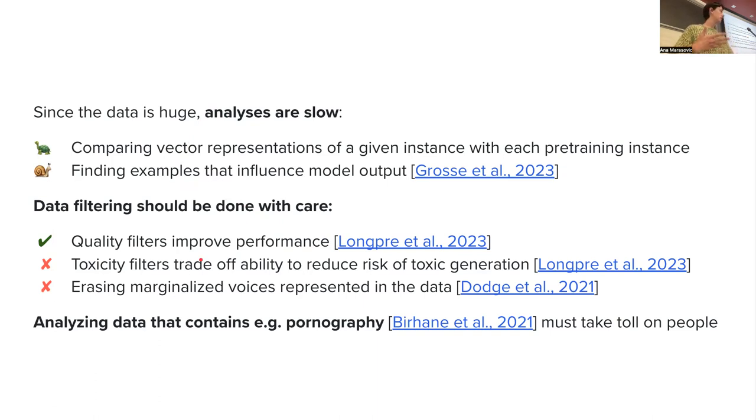You filter data points that exhibit toxic text, and they trade off with their ability to reduce the risk of toxic generation. So if you remove the toxic data, you can identify toxic text less, and therefore, without having a powerful toxic text identification model, you will generate more toxic text, and that's what's counterintuitive.